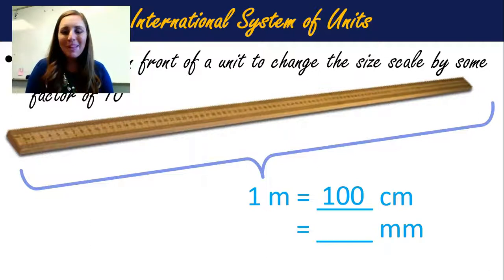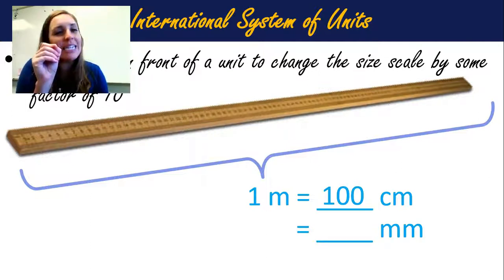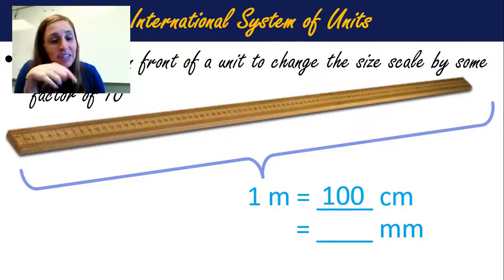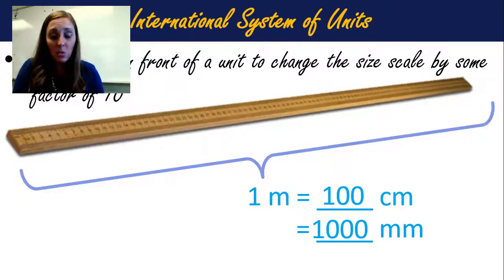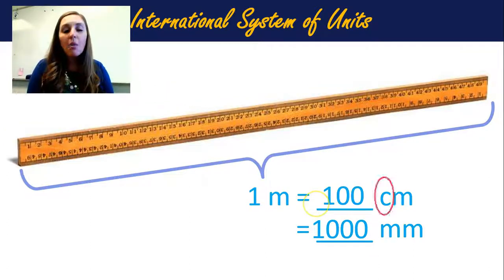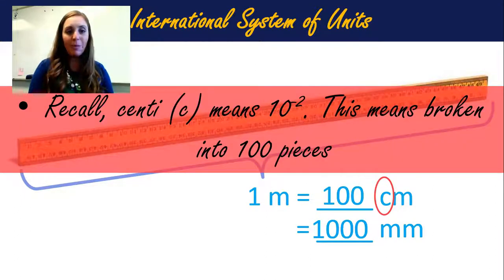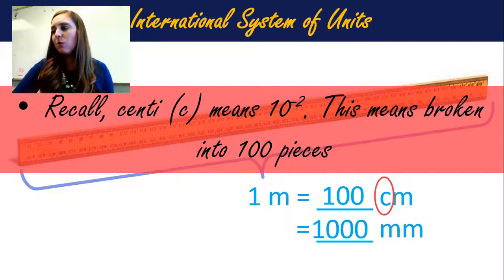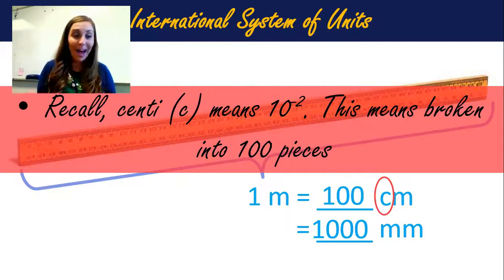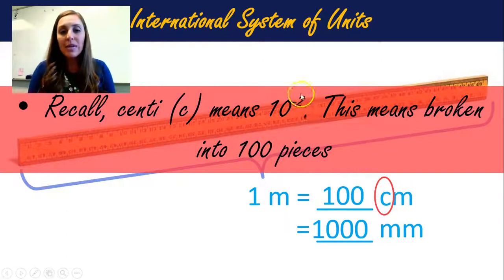You could also look at the millimeters. The millimeters are those teeny, tiny ticks within each centimeter. There are 10 millimeters in every 1 centimeter, so there's 1,000 millimeters in 1 meter. That all makes sense because centi, as you remember, means 10 to the negative 2, which you know if you know what a century is. It divides into 100 pieces. So the negative here means divide, and 10 to the 2 is 10 times 10, which is 100.